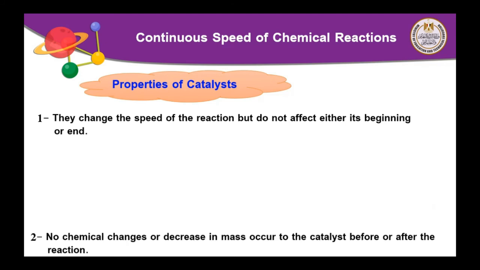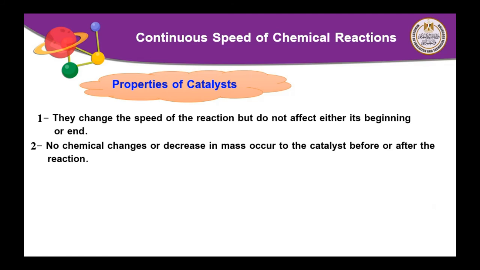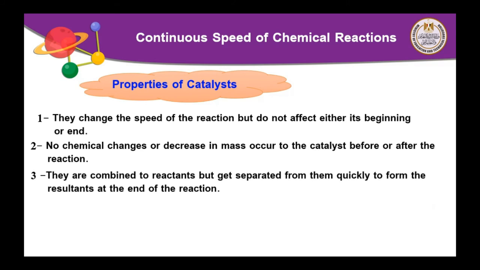Okay, number two. No chemical changes or decreases in the mass happen to the catalyst before or after reaction. This means that by adding a catalyst to the chemical reaction, its mass doesn't change or its properties still as it at the end of the chemical reaction. Number three, they are combined or bonded to reactant but get separated from them quickly to form the result or to form the product at the end of the reaction.